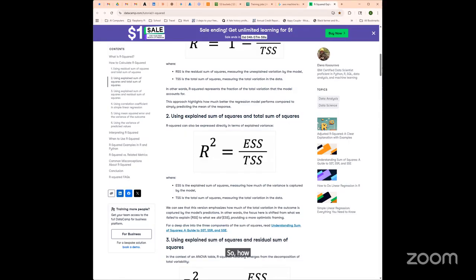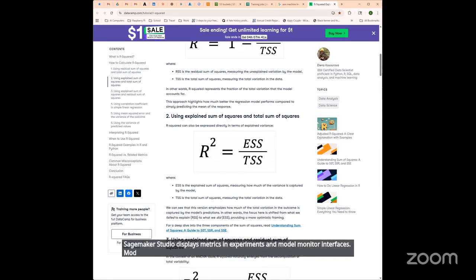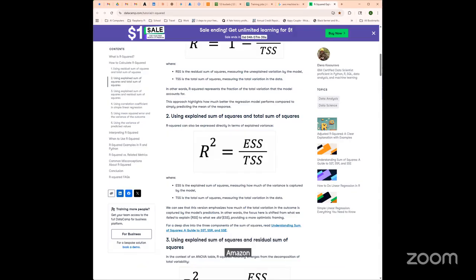So how does this work with AWS? SageMaker built-in algorithms automatically calculate these metrics for regression tasks. Autopilot uses RMSE or R squared to select the best model during automated machine learning. SageMaker Studio displays metrics in experiments and Model Monitor interfaces. Model Monitor tracks regression metrics over time to detect model drift based on prediction error distributions. Amazon Forecast uses RMSE and MAPE, mean absolute percentage error, by default for time series predictions.